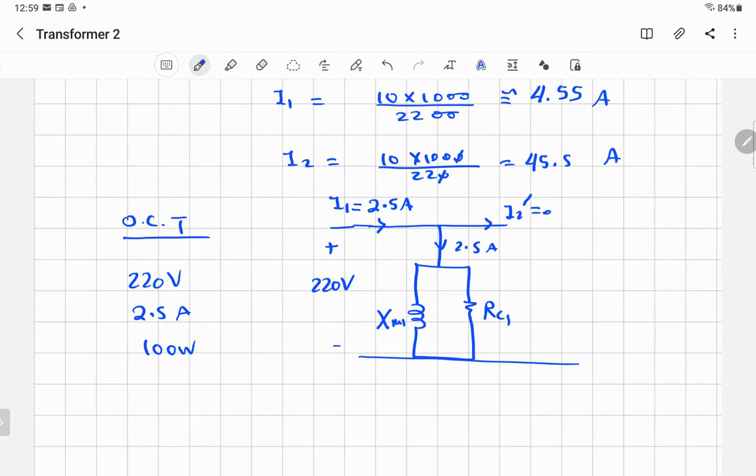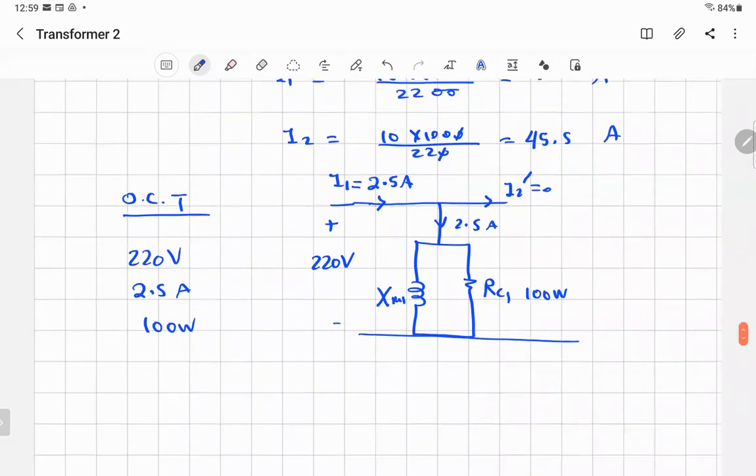RC1 is the resistance, right? So I will say this one is responsible for consuming 100 watts. Now I can find things. What can you find? You have 220 volts across the resistance and across the reactance, and the current is 2.5. So what can you get?